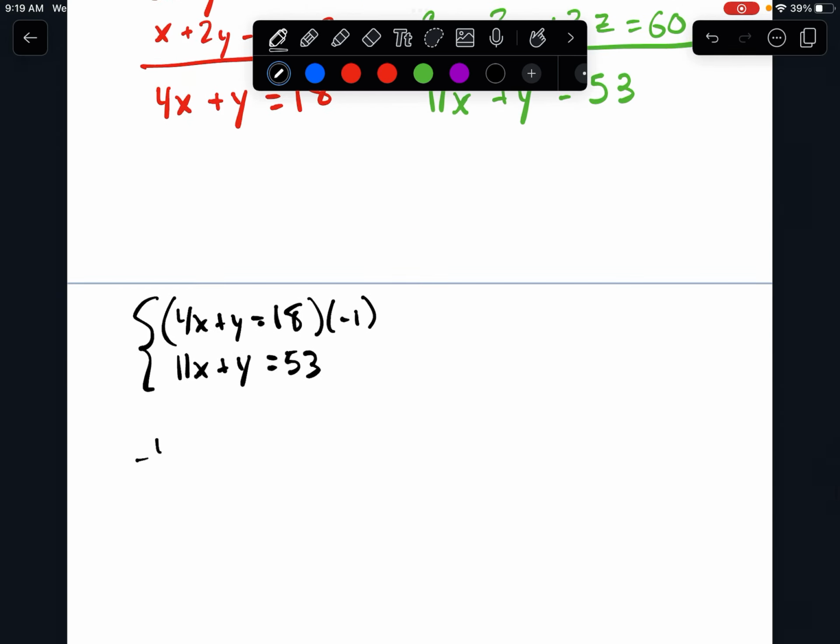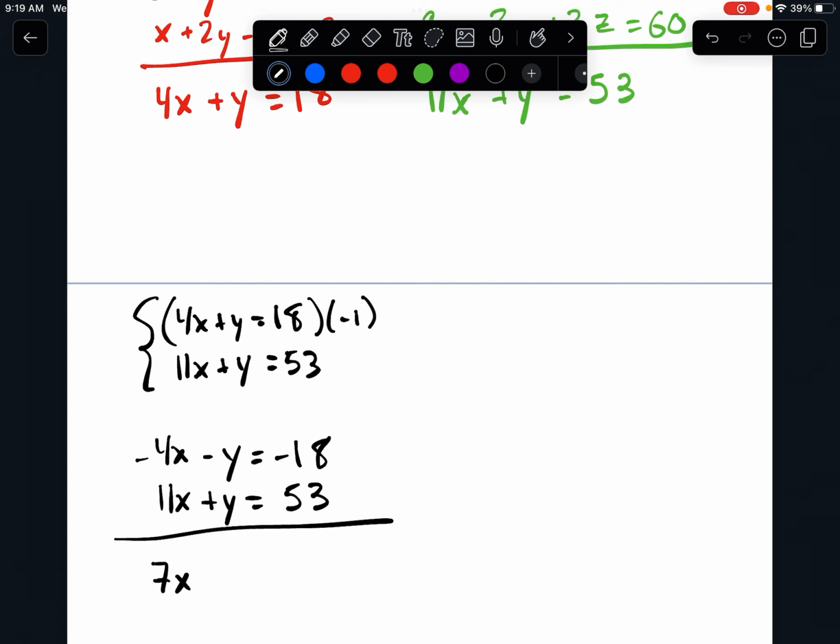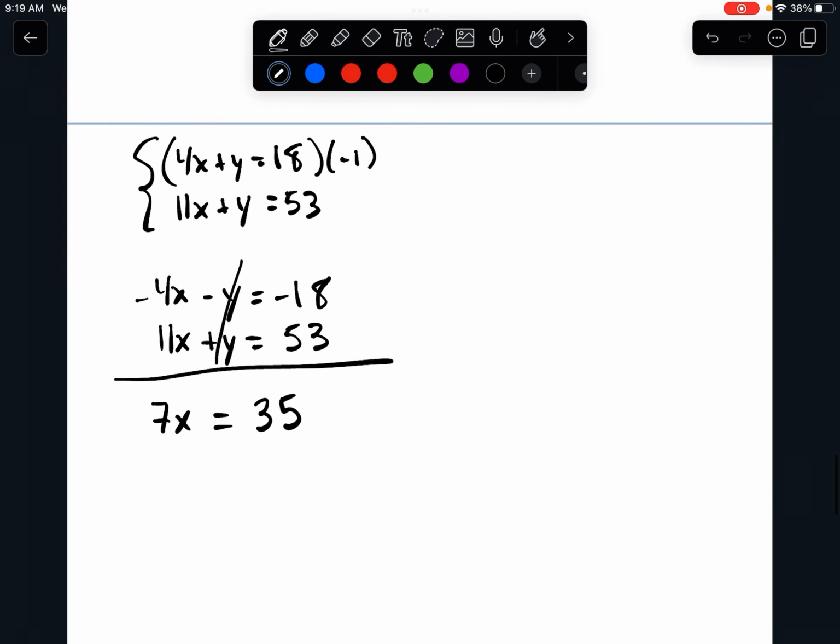And that's going to give me negative 4x minus y equals negative 18. And the bottom one's going to stay the exact same. So now, when I add these together, we get 7x. The y's we know will cancel. And 53 minus 18 is 35. All right? So now we can go ahead and solve for x. We divide both sides by 7, and we figure out that x is equal to 5.